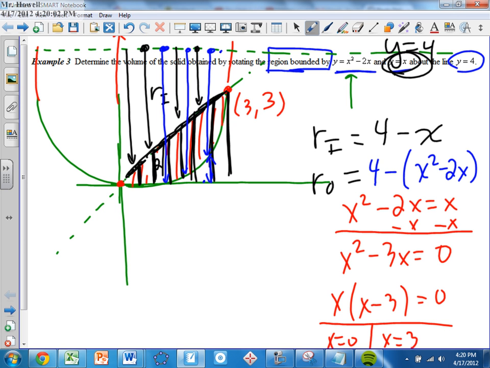That's the hardest part about revolutions, really, figuring out what your inner and outer radius is. But now it's the same problem as last time. It's no different whatsoever. If you want to find the volume, the volume is the integral with pi in front. We know the limits, 0 to 3, of the outer radius, which is this one, squared, minus the inner radius squared.